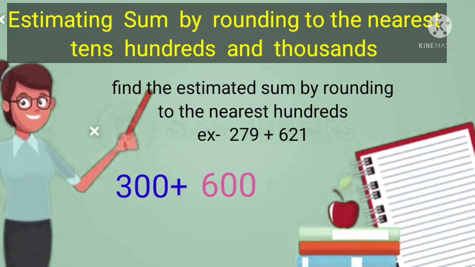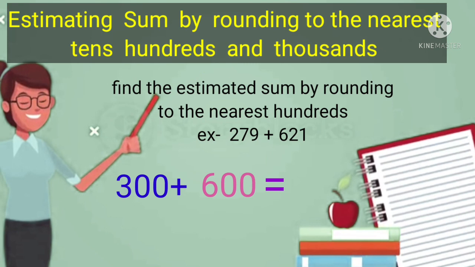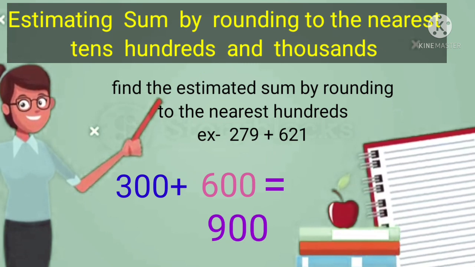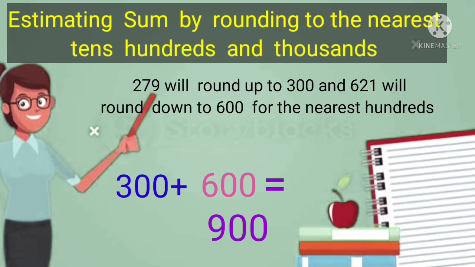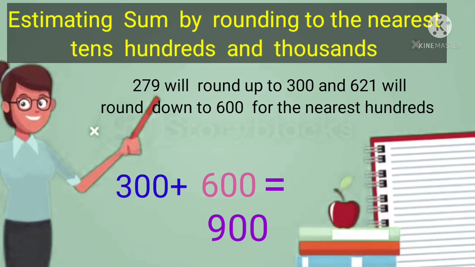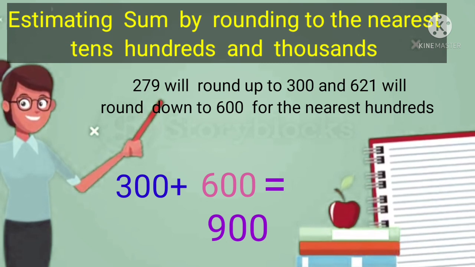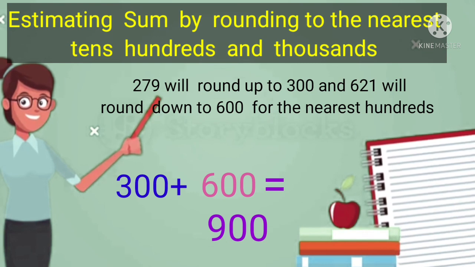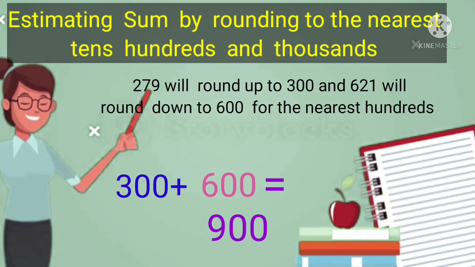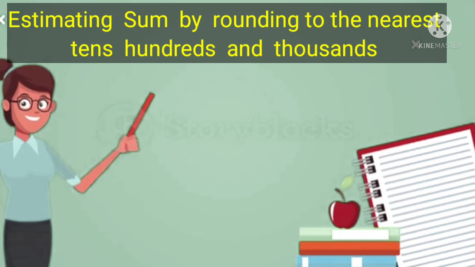Find the estimated sum by rounding to the nearest hundreds, for example 279 plus 621. 279 will round up to 300 and 621 will round down to 600 for the nearest hundreds. The estimated sum is 300 plus 600, which is equal to 900.